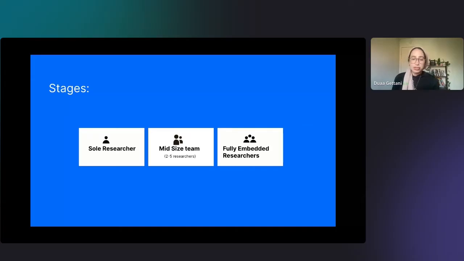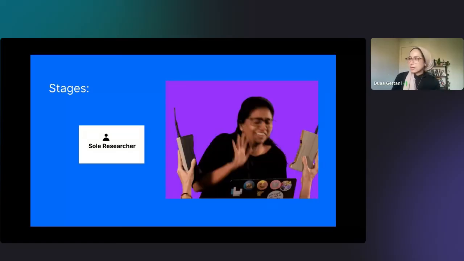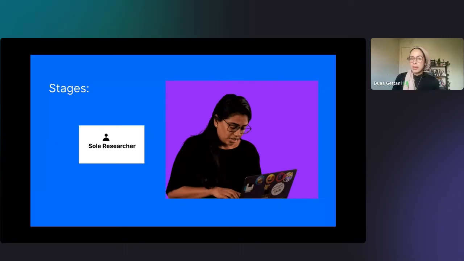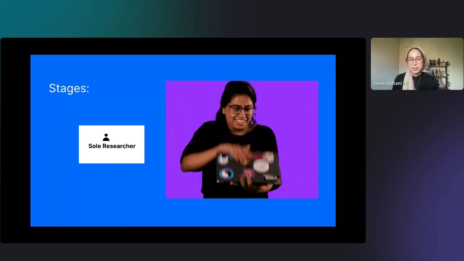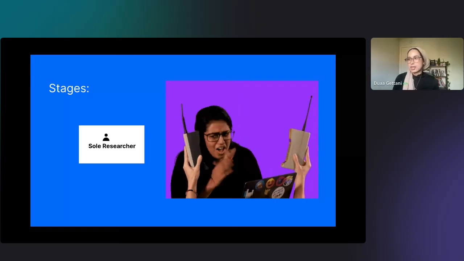company. Sometimes you're the sole researcher, sometimes you're in a mid-sized team, 2 to 5 researchers, and sometimes you're a fully embedded team, and this is ideally where every researcher wants to be. There are challenges at each stage. I'm going to cover a few of them, but mostly focus in on the mid space where a lot of researchers end up being.